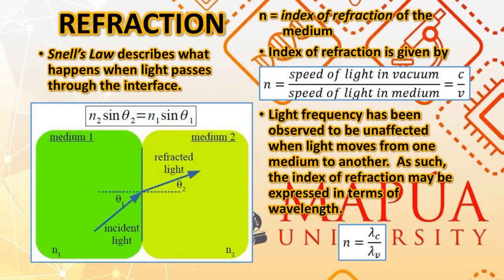Light frequency has been shown or observed to be unaffected when light moves from one medium to another. So, light frequency in medium 1 is the same as light frequency in medium 2, and so on. What is affected is the wavelength of light. Thus, we can also describe index of refraction in terms of wavelength. N is equal to the wavelength of light in vacuum divided by the wavelength of light in the medium. N is equal to lambda c divided by lambda v.